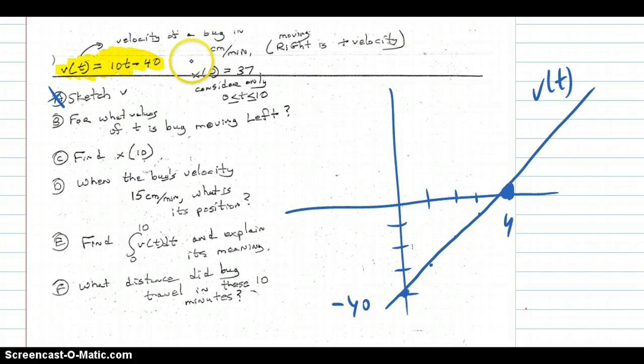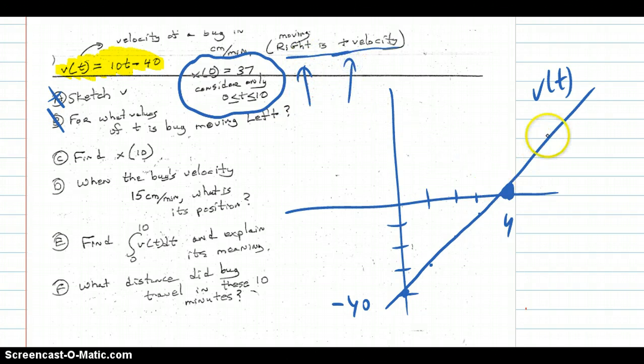We also have some information here about the position. The position at 0 is 37, so the bug starts at 37. Positive, moving to the right, positive velocity, that's going to be important as well. For what values is the bug moving left? Well, if right is positive velocity, so that's over here, then this is the negative velocity. So for what values of t is the bug moving left? Well, starting at 0, and ending at 4.